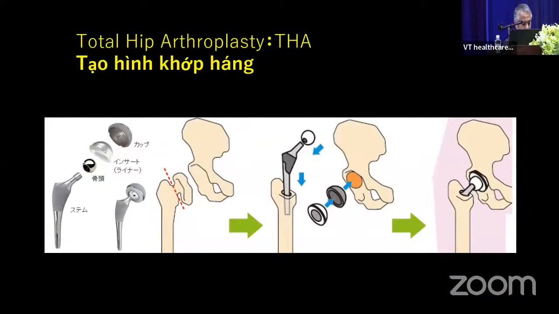Total hip arthroplasty is a procedure to replace a joint deformed by osteoarthritis, rheumatoid arthritis, femoral head necrosis, fracture, etc. with an artificial hip joint made of metal, ceramic, porcelain, etc. We radiologists need to know about this surgery as well.